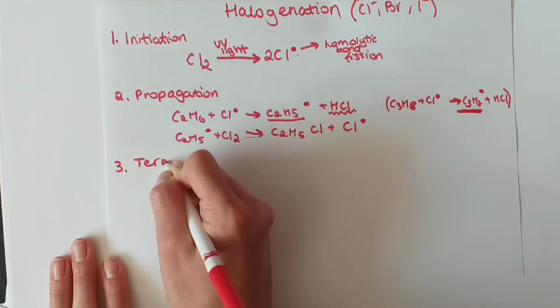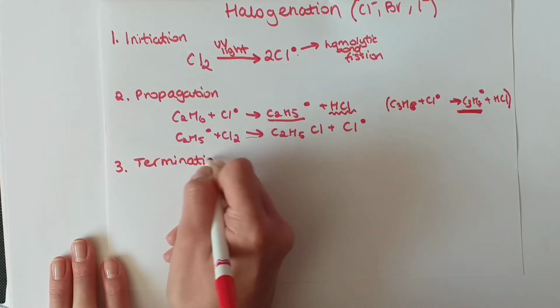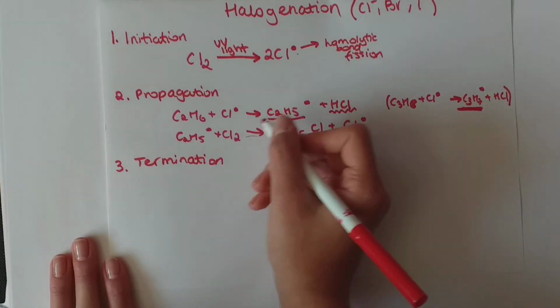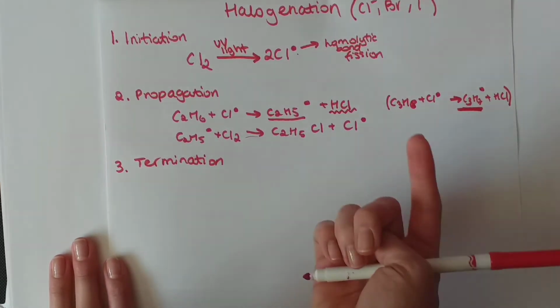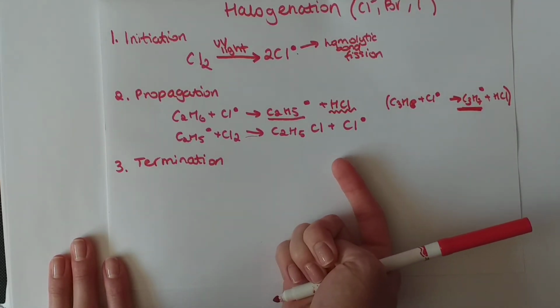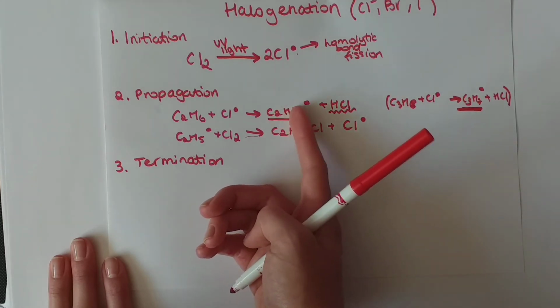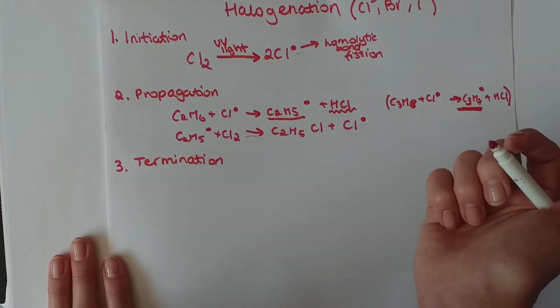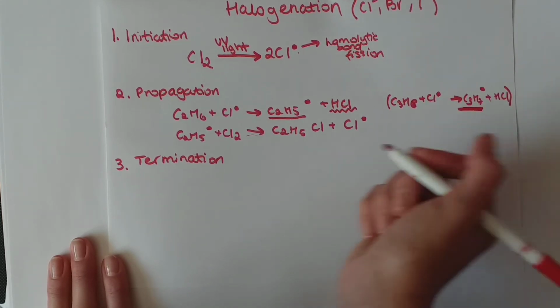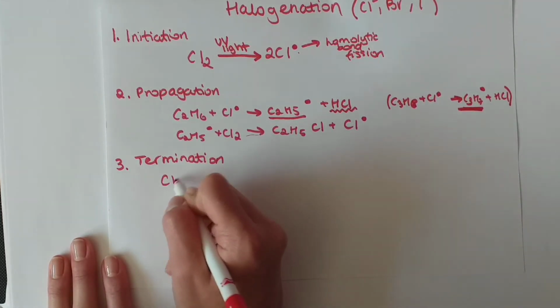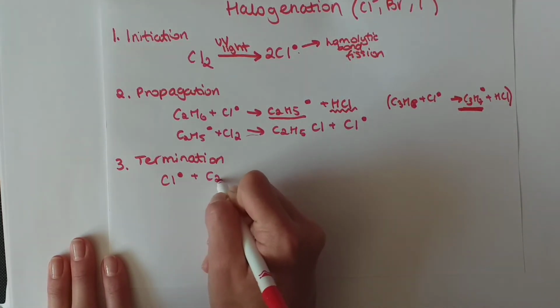And our last step is the termination. So when our chain reaction continues and continues, we're going to have a lot of chlorines floating around, a lot of this radical floating around. We're going to have lots of radicals floating around. Termination is when two radicals meet.